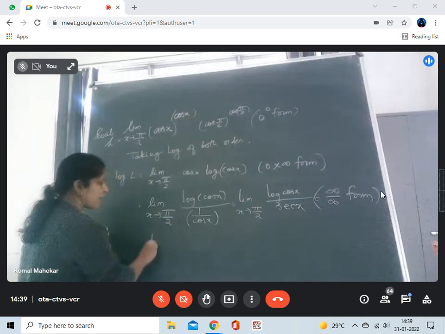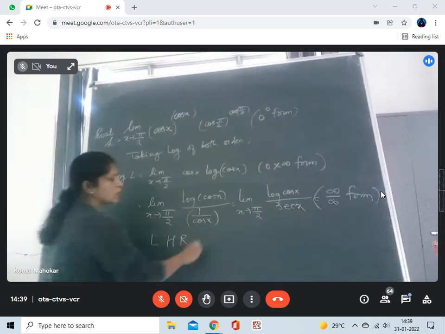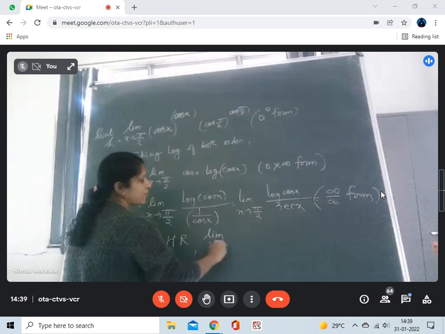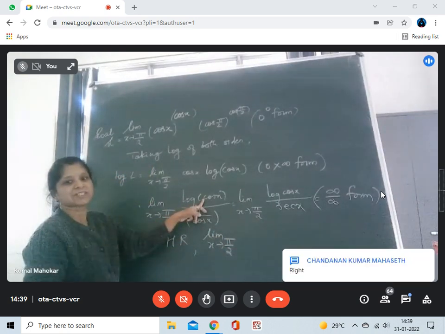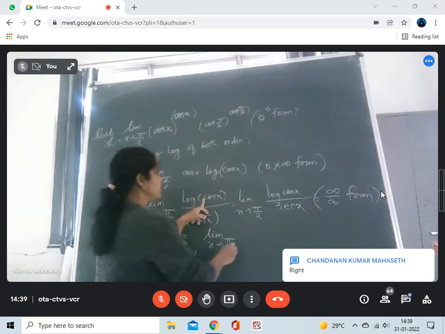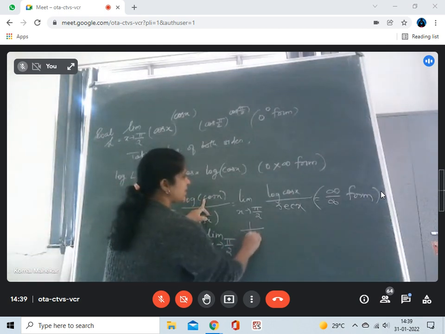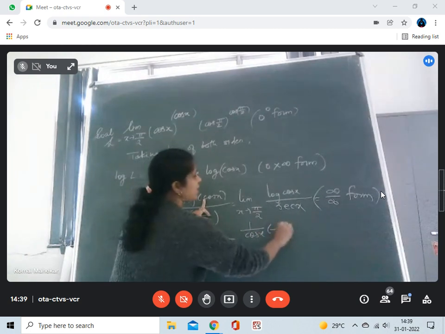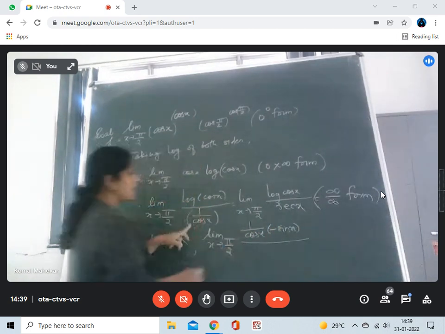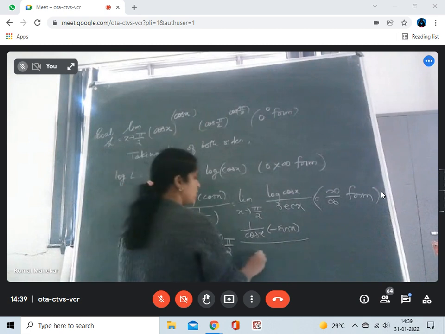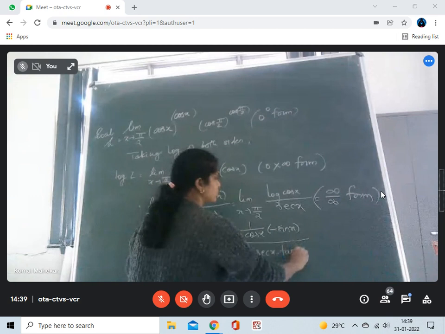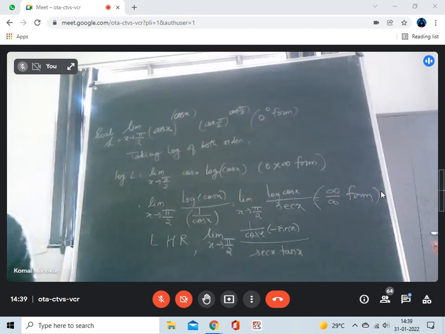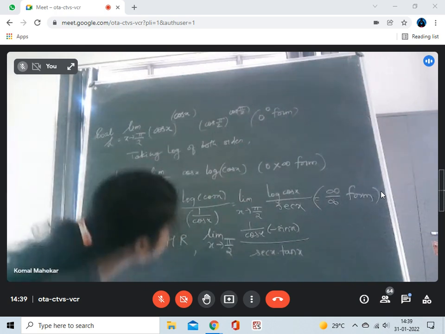So now you can apply L'Hospital rule. By applying L'Hospital rule, we will find the derivative of numerator and denominator. So this is d by dx of log of cos x, that is 1 upon cos x into derivative of cos x, minus sin x, divided by derivative of sec x, that is sec x into tan x. So you can simplify this. Now you can simplify this.